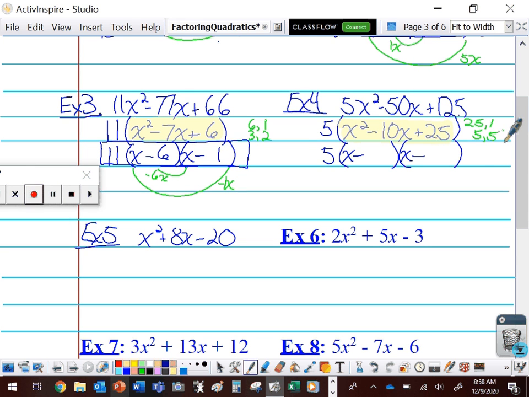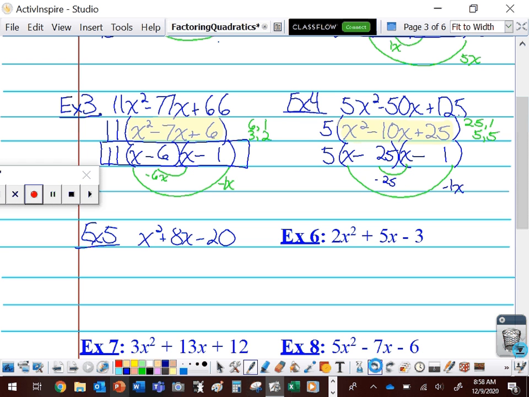And the bad news is I have to just try them until I find one that works. Okay, well, if I try 25 and 1, on the outside, I'll get minus 1x, and on the inside, I'll get minus 25x. Because my c term is positive, I know that I need to be able to add these two to get negative 10x. Well, negative 25x and negative 1x do not give me negative 10x.